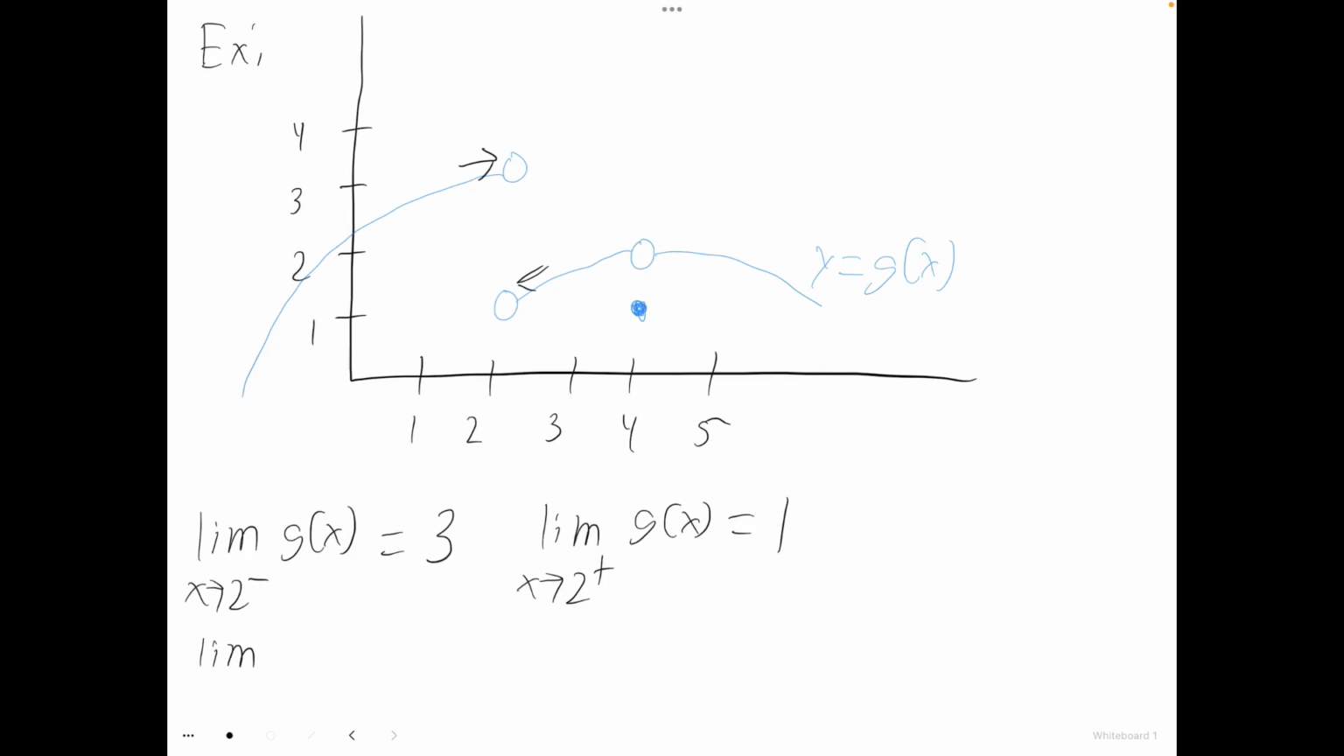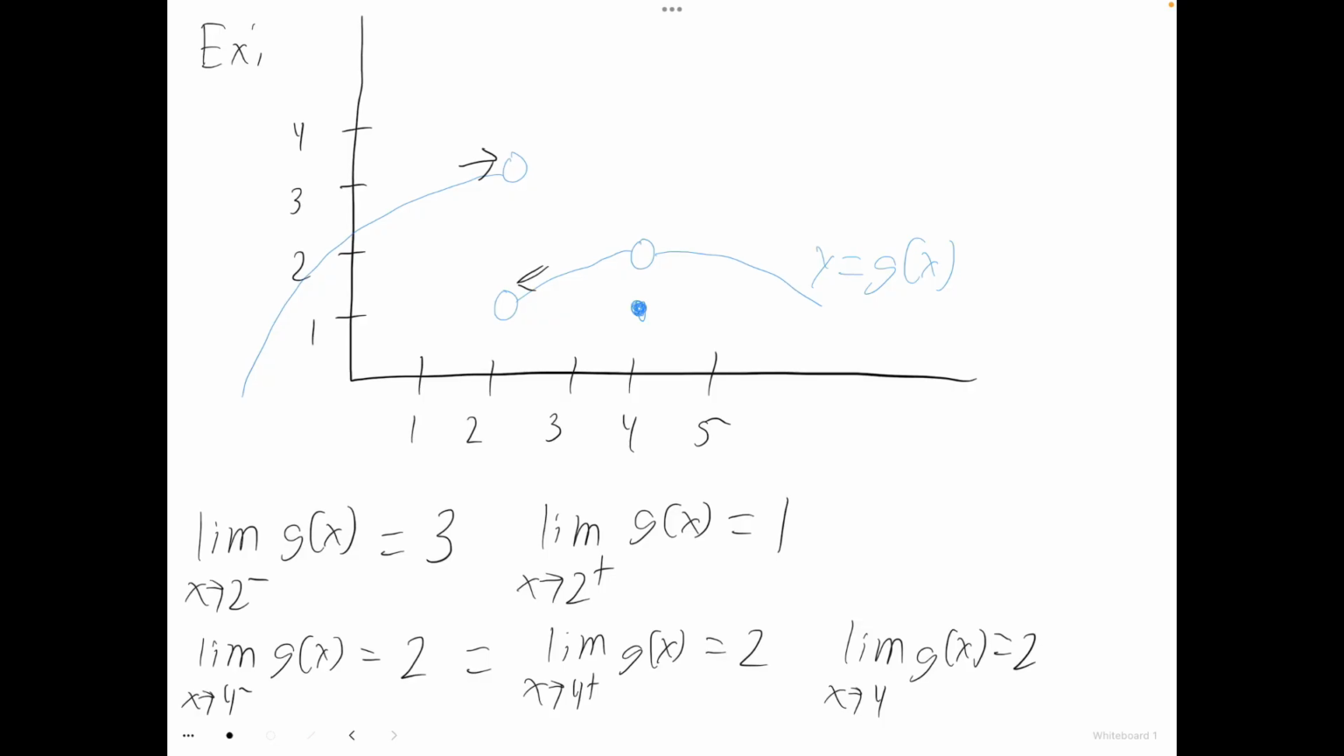But if instead of looking at 2, we looked at 4, now notice as we approach 4 from the left, we're going towards 2, and as we approach 4 from the right, we also go towards 2. And so in this case, these are equal to each other. They are both 2. And so the limit as x approaches 4 of g of x would be 2.